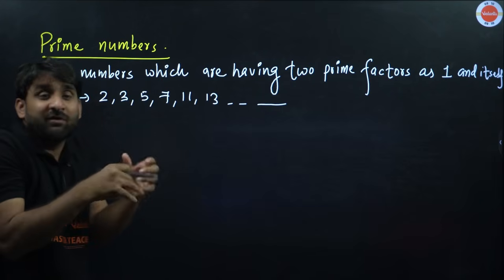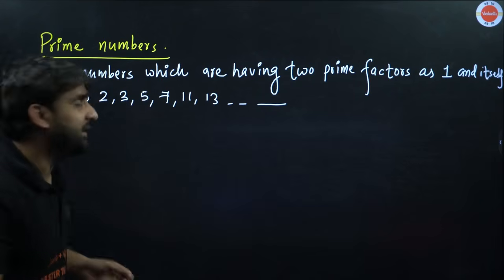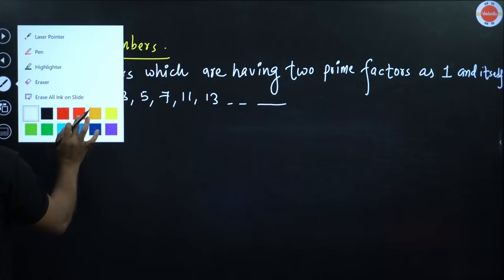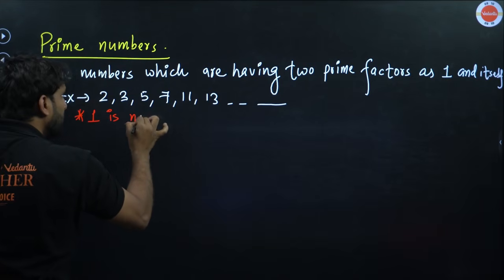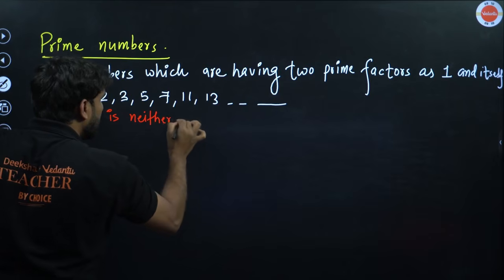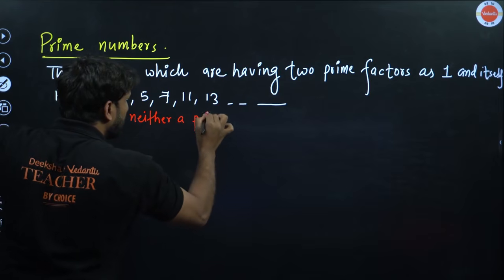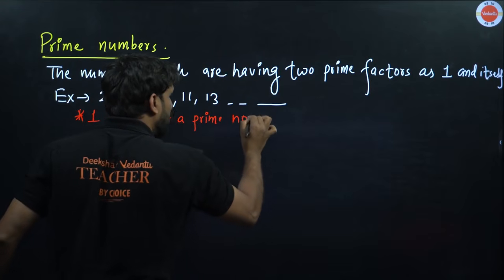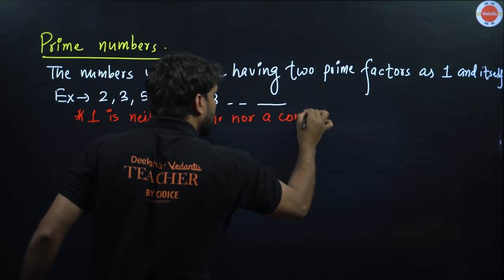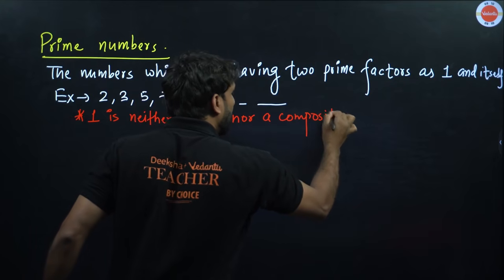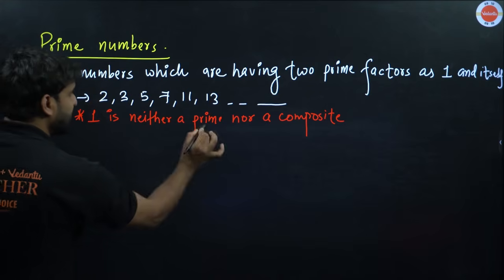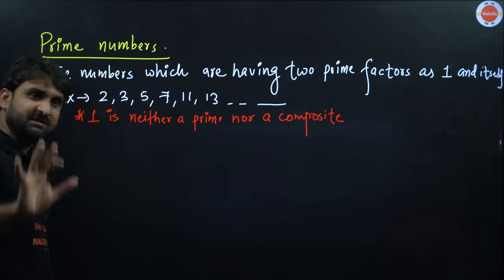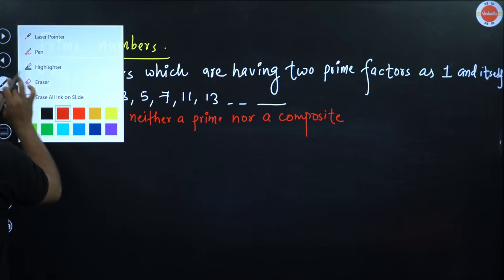Let me tell you one very important thing. You might be thinking, sir, where is 1? So basically, champion, please keep it in mind, I'm writing here: 1 is neither a prime nor a composite. There is an exception with 1. 1 is neither a prime nor a composite number. Please keep it in mind. Okay, moving to the next part.